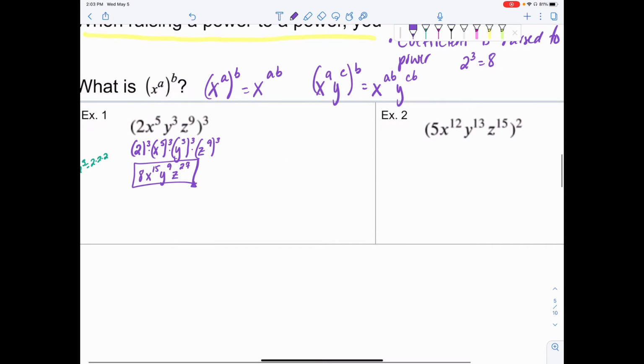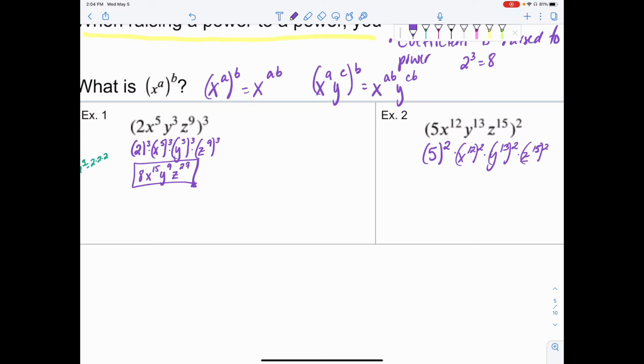Take a moment, pause the video, work example 2. So hopefully when you were working this, you remembered we need to raise every factor of that product to the second power. So 5 gets raised to the second power. X to the 12th is going to get raised to the second power. Y to the 13th gets raised to the second, and z to the 15th gets raised to the second.